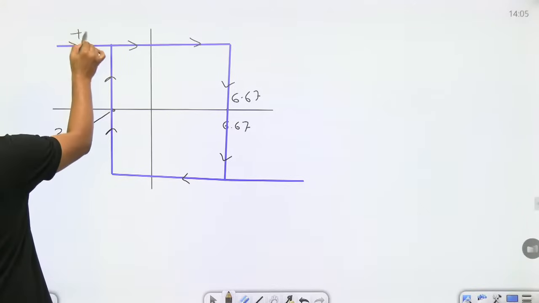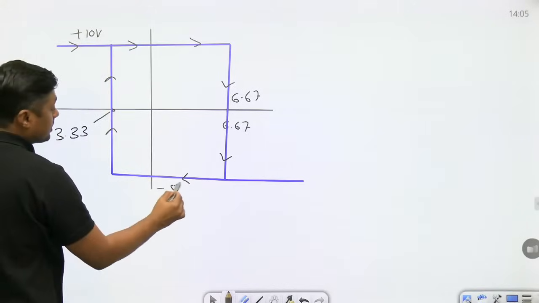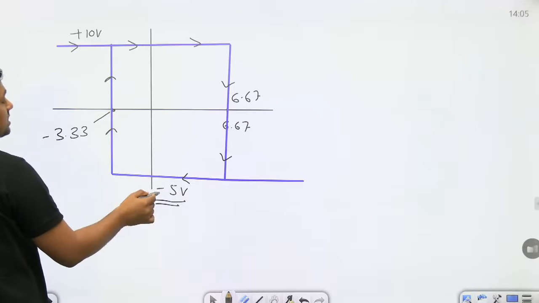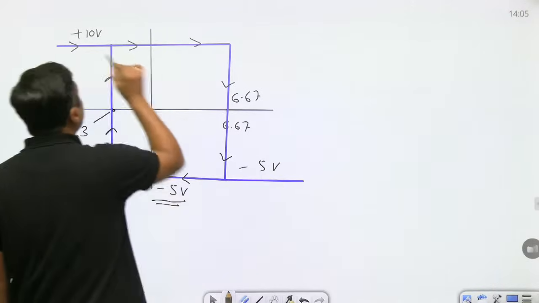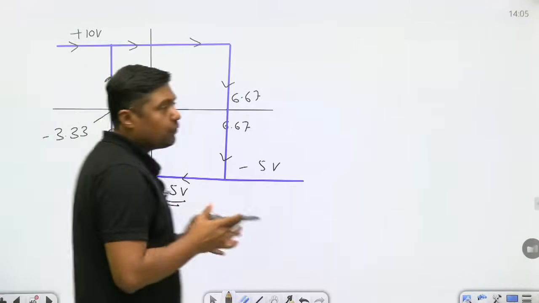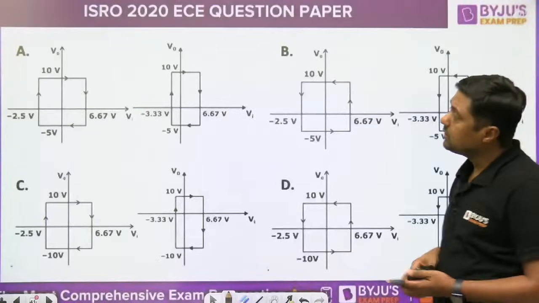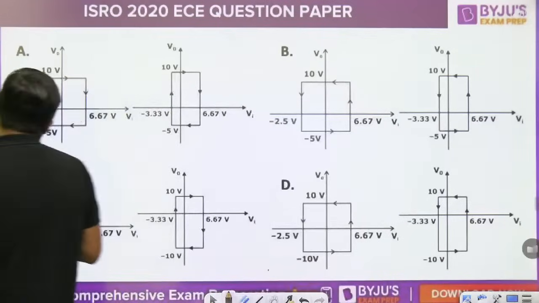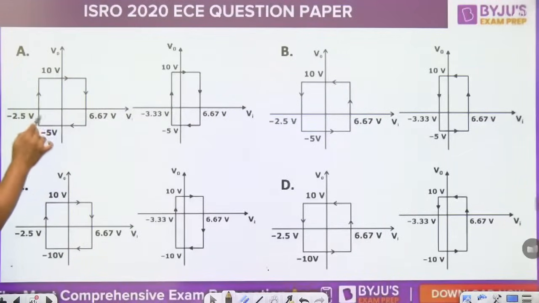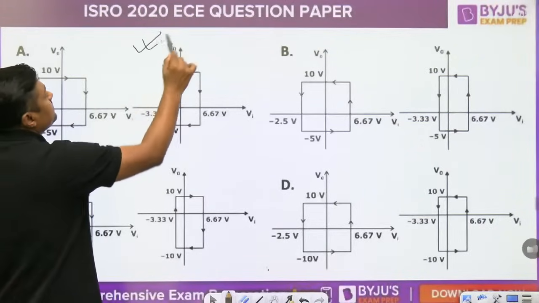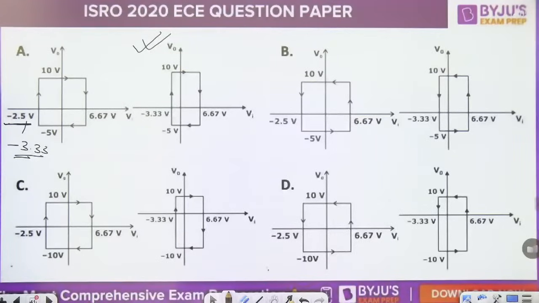This is plus 10 volt, and this is minus 5 volt, remember. Because the lower voltage is minus 5 volt, this is the minus 5 volt, this is the 10 volt. So this type of graph you will get. But what is the answer given in the question in the ISRO examination? No doubt it is in anti-clockwise direction. This is the 10, this is the minus 5, everything is fine. But this value is wrong. In this place, you have to use minus 3.33. That's why we have given you the right answer.